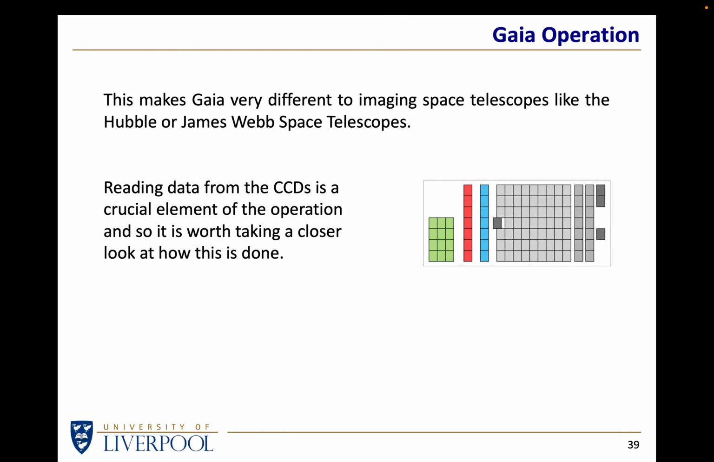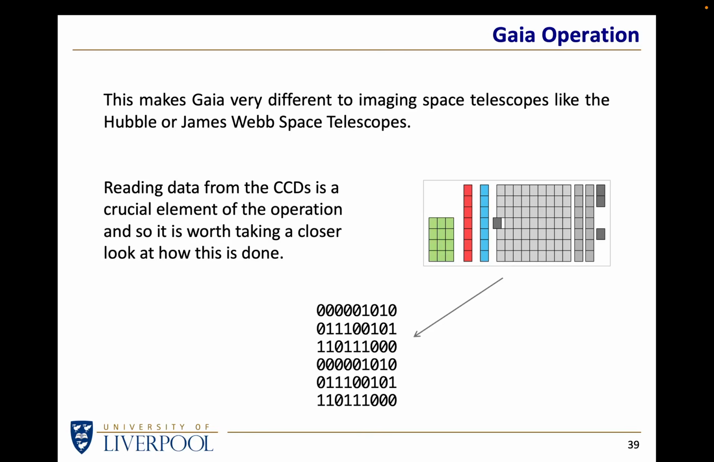And the way the data is read from the CCDs is crucial to the way Gaia works. So it's worth taking a closer look at. Okay, light is falling on a CCD. A CCD is a charge-coupled device. The light is converted into charge, and we want to measure how much charge has been made to work out how much light has been generated by this star. And in the case of Gaia, it is absolutely central to the problem of how do we get charge from a CCD device or collection of CCDs? How do we convert that into data in terms of ultimately star positions?